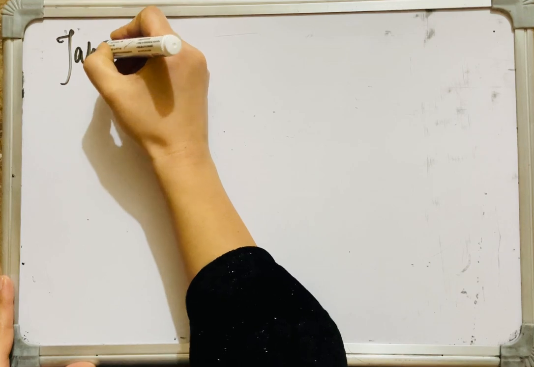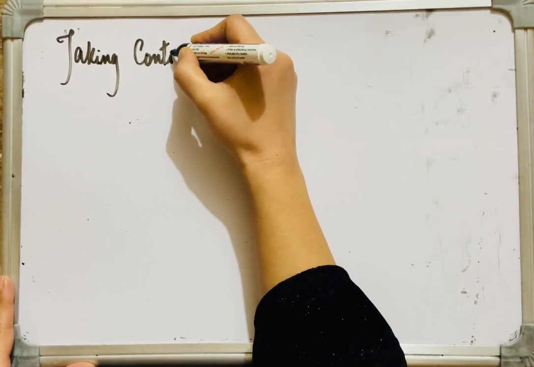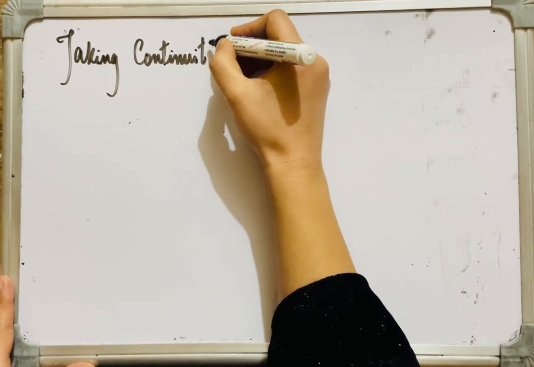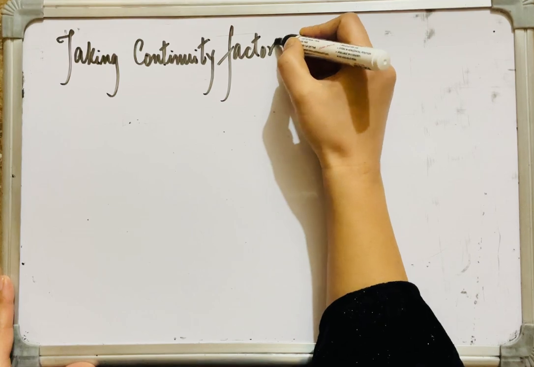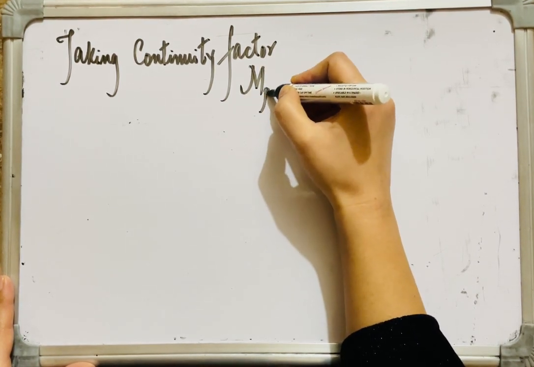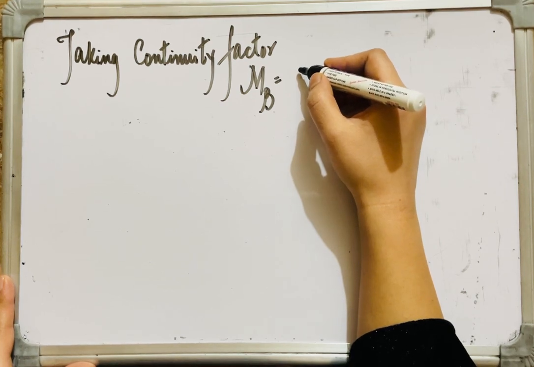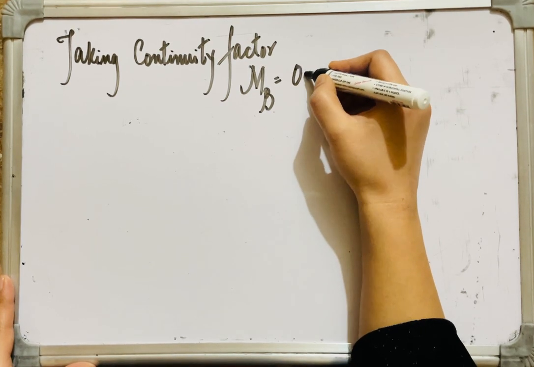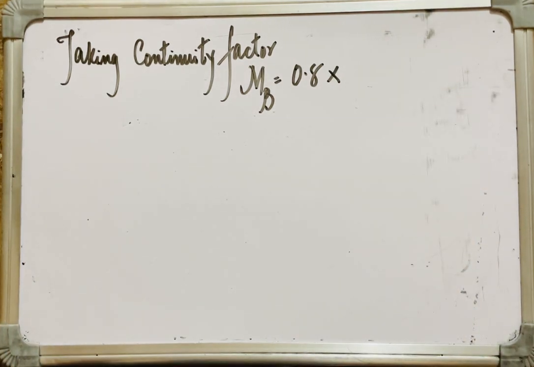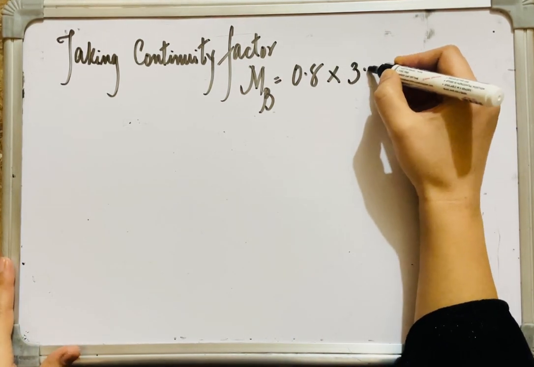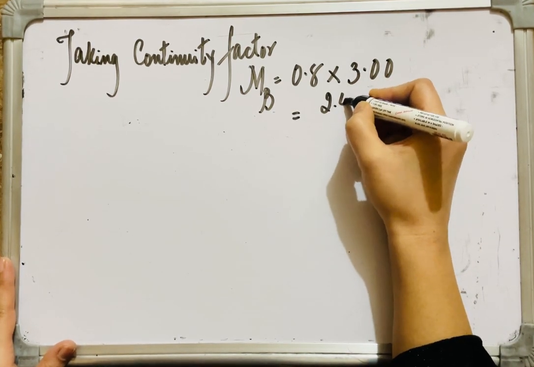Applying continuity factor, my bending moment along the shorter span by the dead load is equal to, from calculation it had come as 3 kilonewton meter. So to allow for continuity, I have to multiply my bending moment with 0.8. So it is 0.8 into 3, and this is equal to 2.4 kilonewton meter.